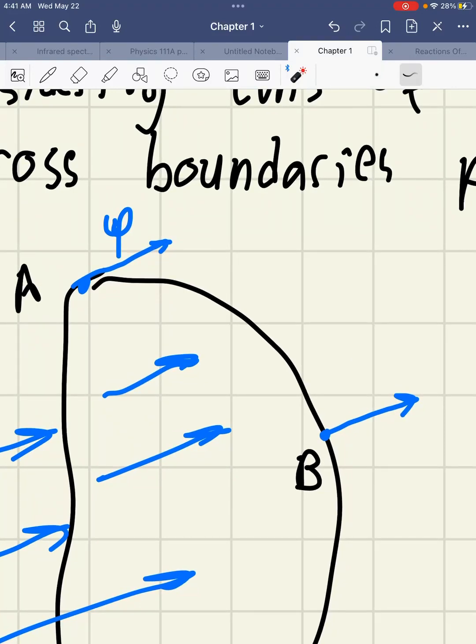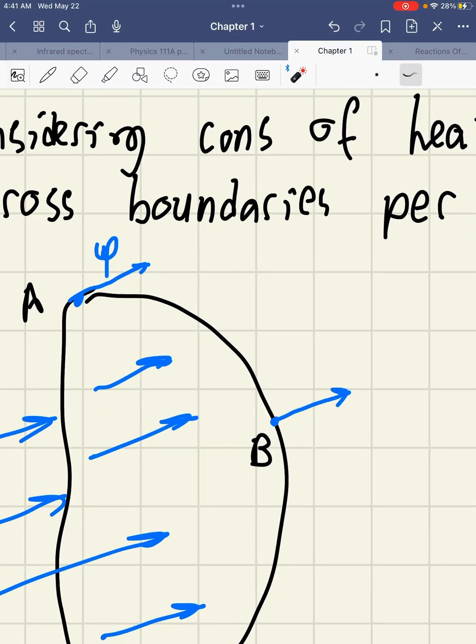While at point B, our heat energy is perpendicular to our surface. So the only normal component of our heat flow contributes. All of these arrows contribute heat flow into this point right here. But for the heat energy, we only care about the normal component that contributes.